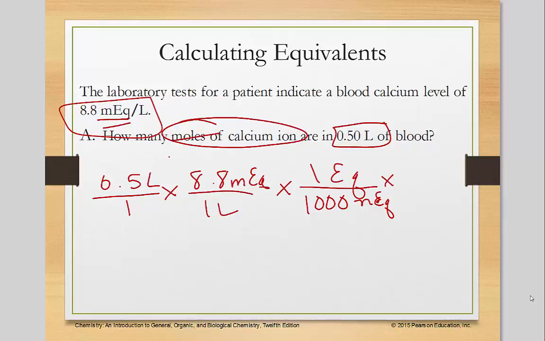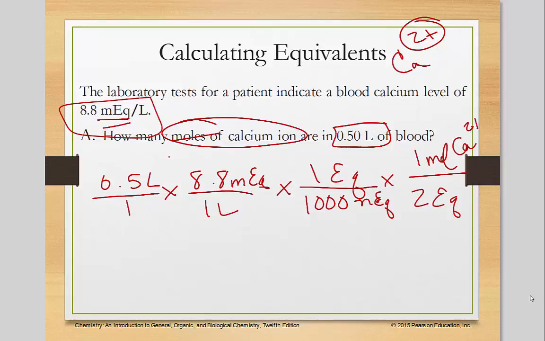Calcium is a +2 charge. That means that there's 2 equivalents for every mole. So there's 2 equivalents in every 1 mole of calcium. So it would be 0.5 times 8.8 divided by 1,000 divided by 2. That comes out to be 0.0022 moles of calcium.